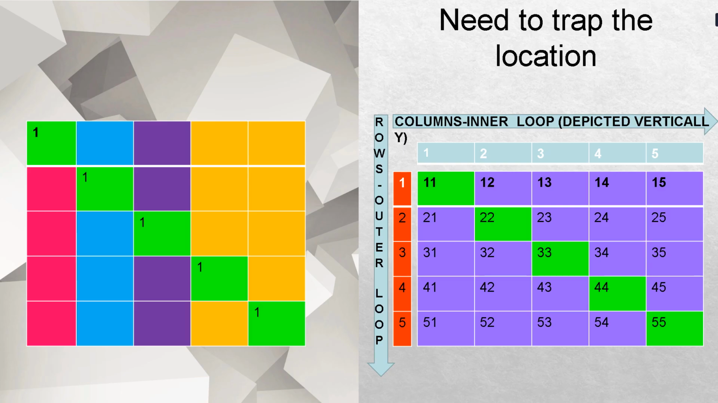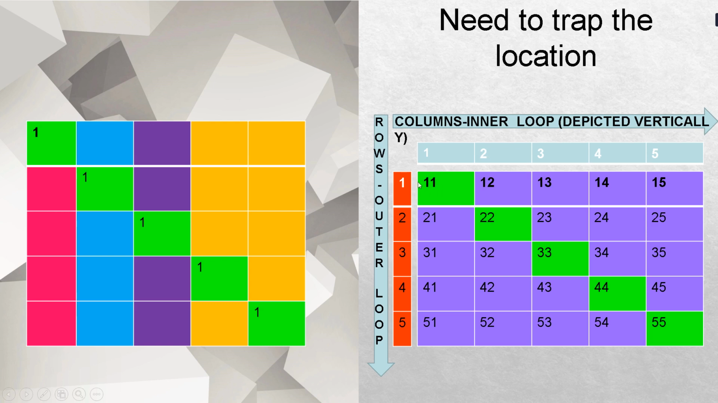Okay, first of all, what is the need to trap the location? We must understand why we need to trap the location, because once we have trapped the location, it becomes very easy for us to know how and where we have to put the x and the y loop, that is the outer and the inner loop. We already know that the inner loop is depicted by y and the outer loop is depicted by x, or maybe the rows, or the inner loop is dealing with the columns.